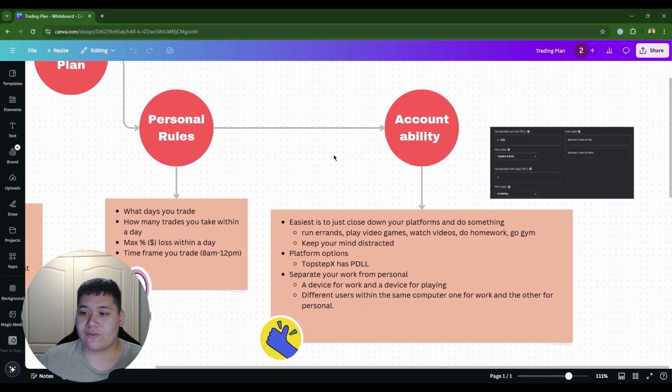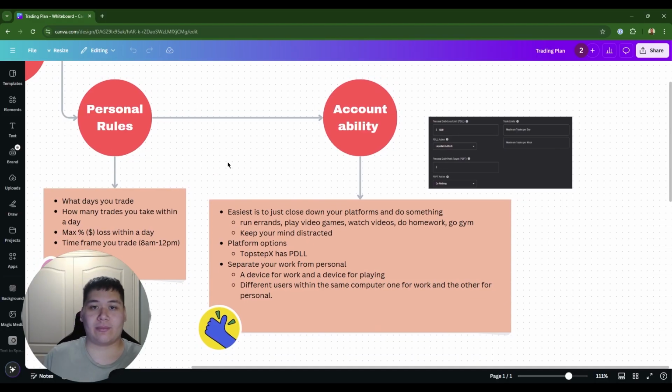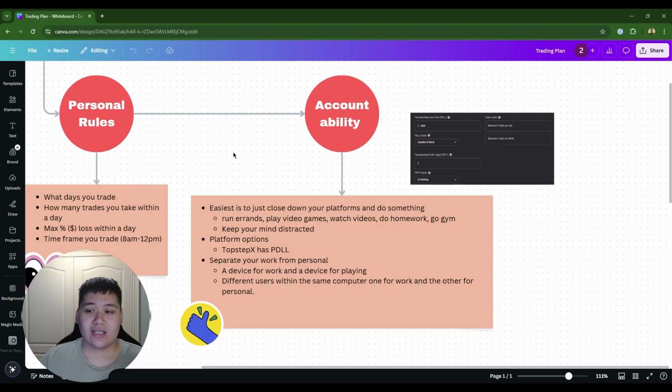Now, in terms of accountability, we have to set some rules so that once we've hit our goals, we step aside, or once we have broken our rules, there has to be some sort of accountability to it. Now, all these accountability tips are more positive. Please stick to the positive ones. Don't beat yourself down just because you lost a trade.